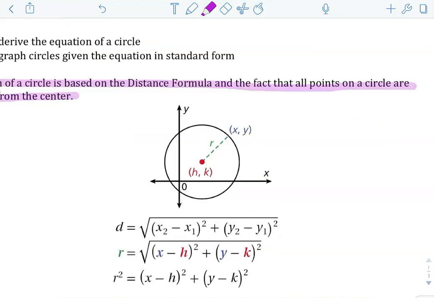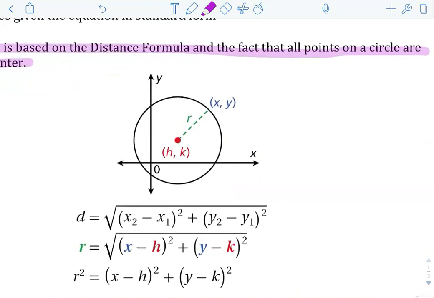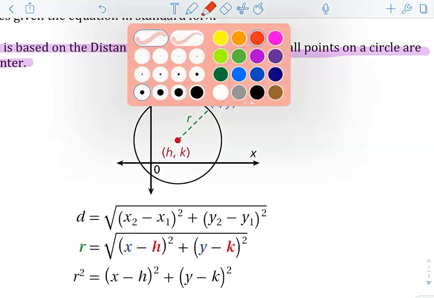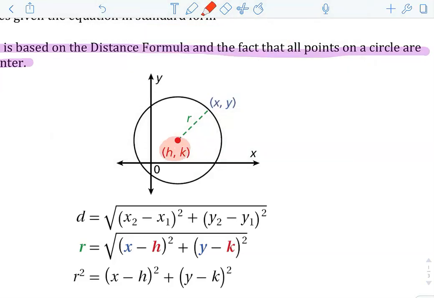Okay, so if you look at this picture right here, it has a circle. Notice that your center here is labeled as H and K. That should be familiar to you when you think back to your parabolas in algebra. The vertex was H and K. So similarly here, instead of the vertex, it's the center, but it's still called H and K.